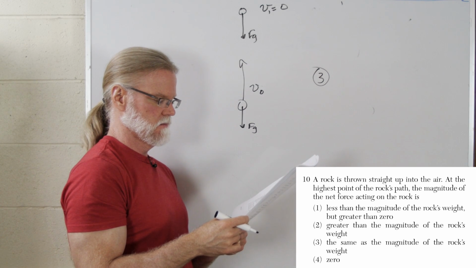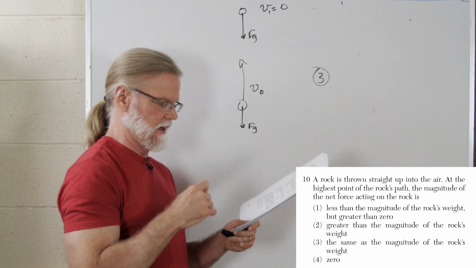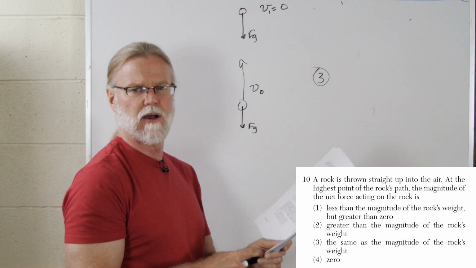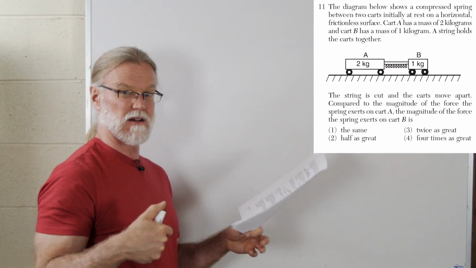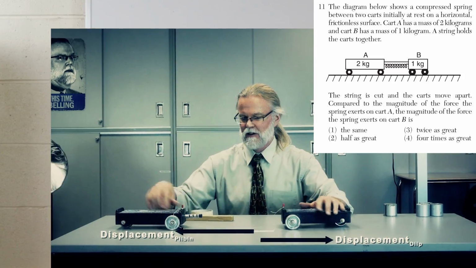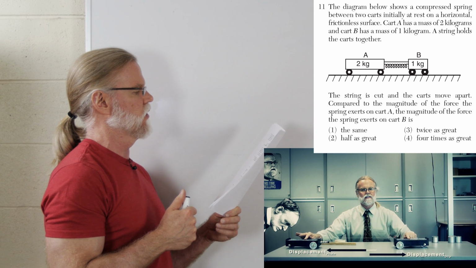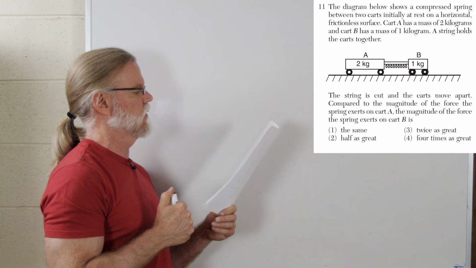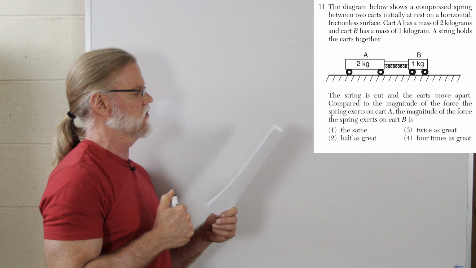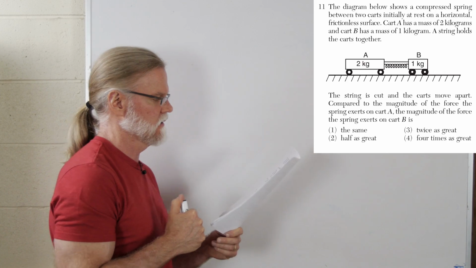All right. The direction of the net force is also, I don't know why they had to have magnitude there, but anyway, the answer was 3. 11. This is similar to our explosion lab. Compared to the magnitude of the force the spring exerts on cart A, the magnitude of the force the spring exerts on cart B is what?